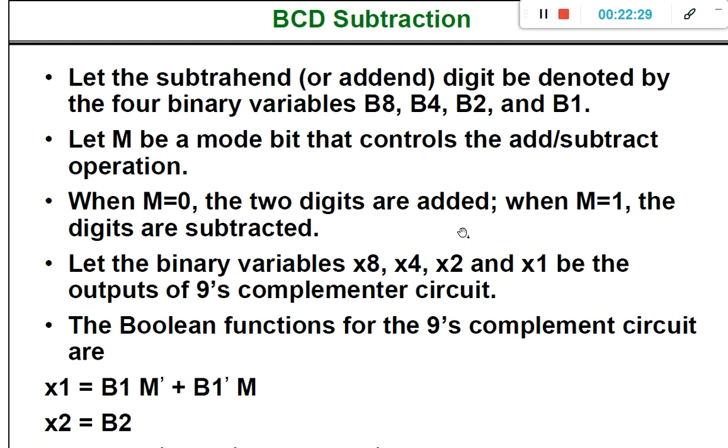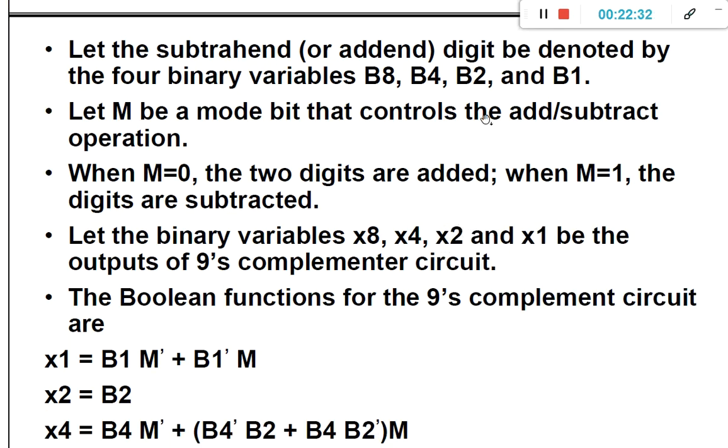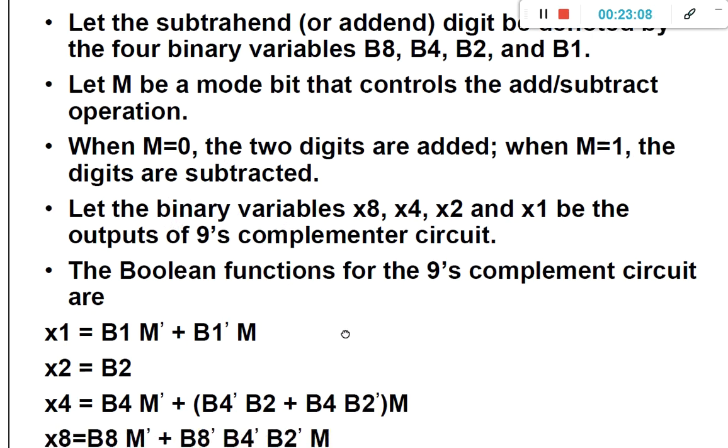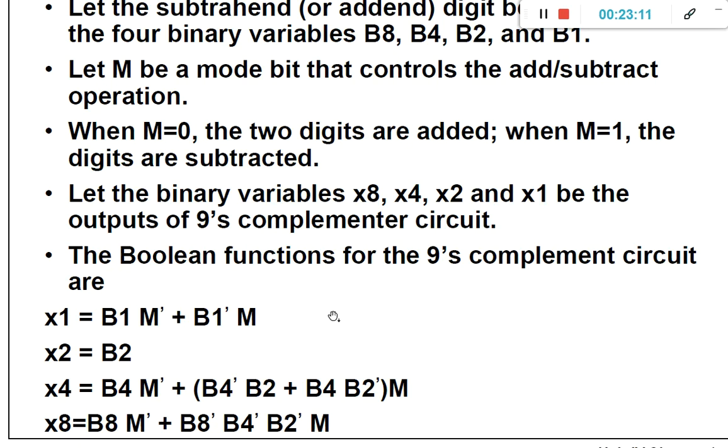As far as BCD subtraction is concerned, let the subtrahend digit be denoted by the four binary values B8, B4, B2 and B1, and assume M is the mode bit that controls the add or subtract operation. When M is equal to 0, perform the addition operation. When M is equal to 1, perform the subtraction operation. Assume the binary values x8, x4, x2 and x1 are the outputs of the 9's complementer circuit. So the Boolean functions for the 9's complement circuit determine the x1, x2, x4, x8 values.